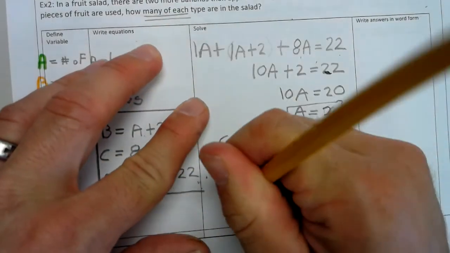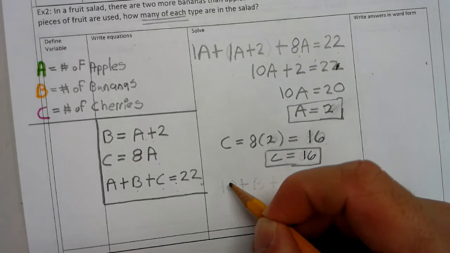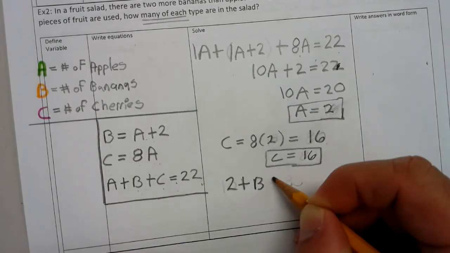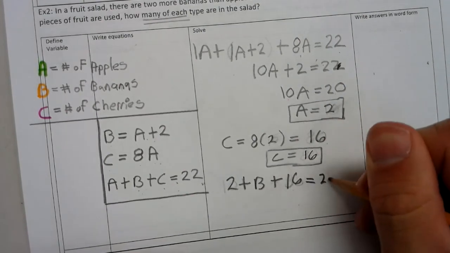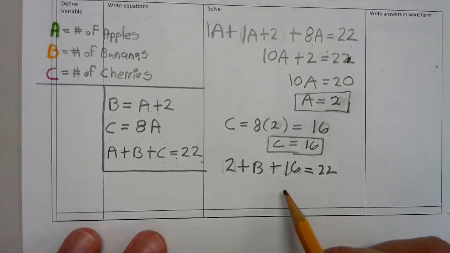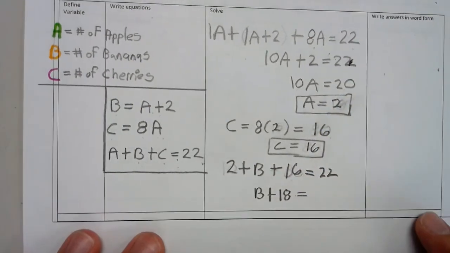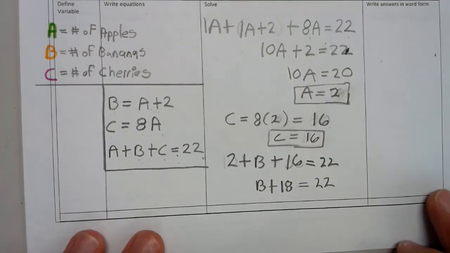So that changes this to be A is 2 apples, plus bananas we don't know, plus the cherries is 16, and that equals 22. Now we combine terms, we get 2 plus 16 is 18.